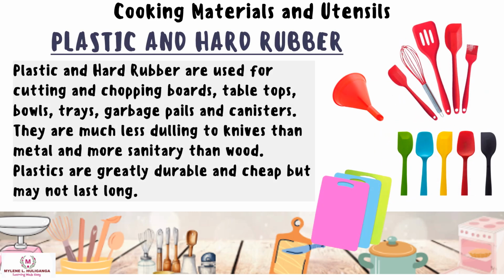Plastic and hard rubber are used for cutting and chopping boards, tabletops, bowls, trays, garbage pails, and canisters. They are much less dulling to knives than metal and more sanitary than wood. Plastics are greatly durable and cheap but may not last long.